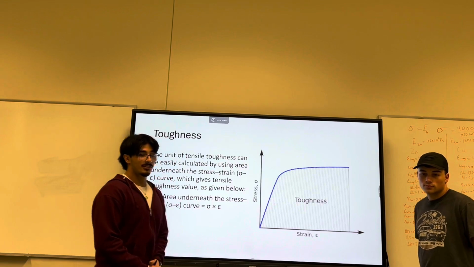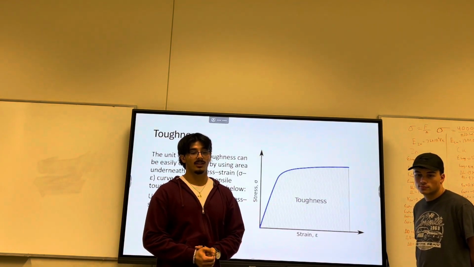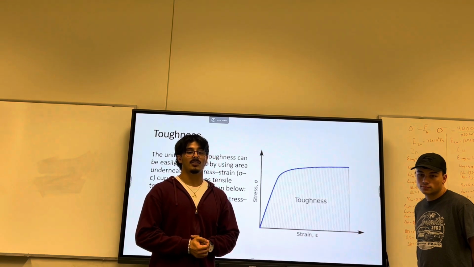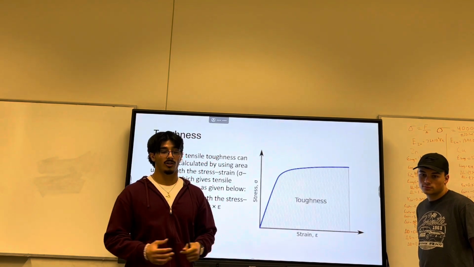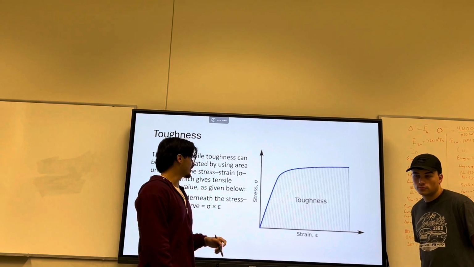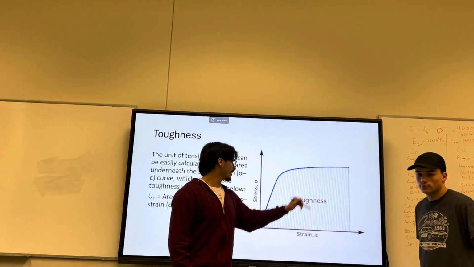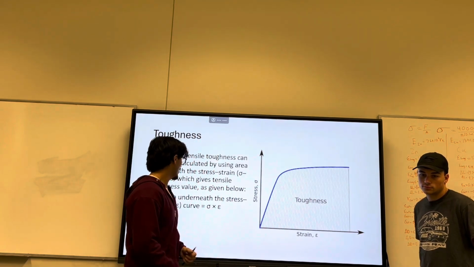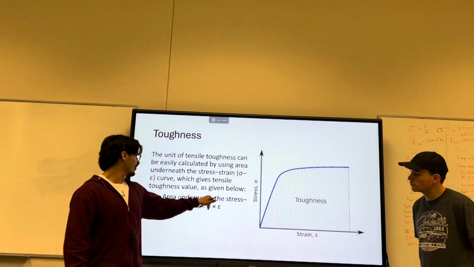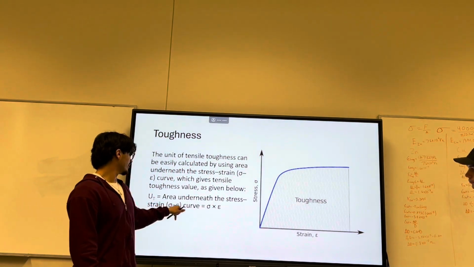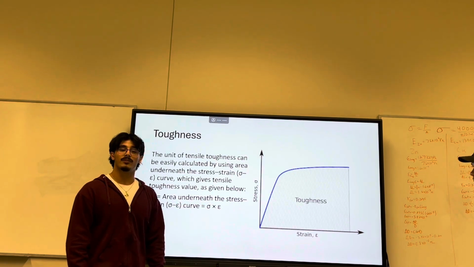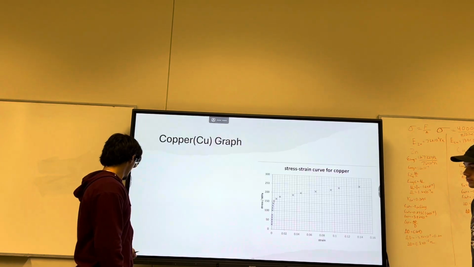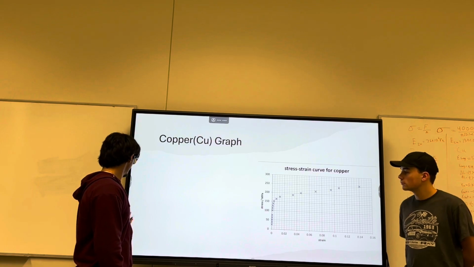Toughness. Toughness, a unit of tensile toughness, can be easily calculated by using the area under the whole curve. So the entire thing up until it breaks, which you can see right here, is where you want to be. The way to calculate that, UT is the area under the curve of stress and strain, which you can find from Hooke's law.